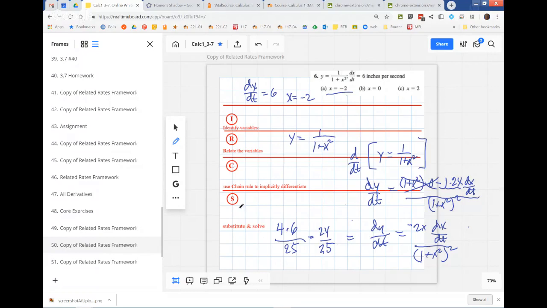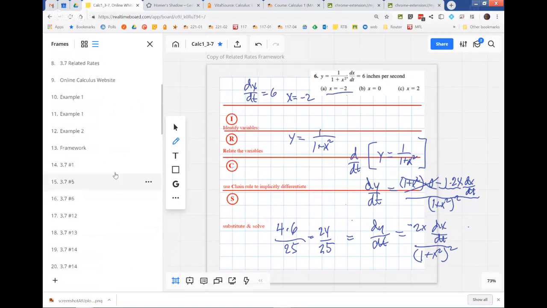So really, it's kind of cool because when you get all done with your derivative, all you have to do is substitute what's been given, and you can find what you've been asked to. So for part B, same thing, only this time x is 0. You can go through and calculate that out. All right, questions? Let's go to the next one.